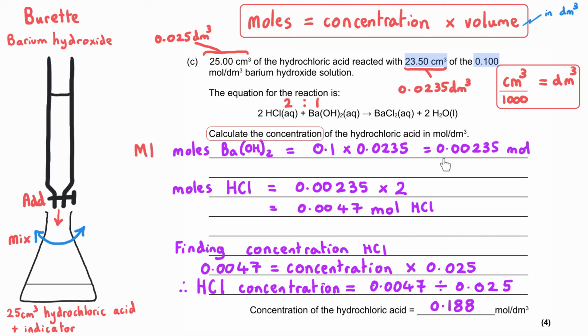0.188. We would get 1 mark for the moles of barium hydroxide, 1 mark for the moles of HCl, 1 mark for the concentration expression set out, and the final mark for the concentration of hydrochloric acid. And if we made the mistake somewhere along the way, we would get what's called error carried forward if we'd used an incorrect value correctly at a later stage.